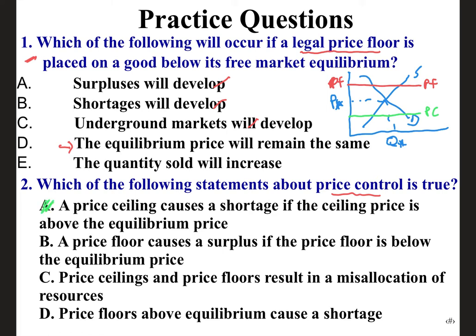A price floor causes a surplus if the price floor is below the equilibrium price. Again, definitionally incorrect. These first two are just challenging your understanding of the words ceiling and floor and where they're located relative to the equilibrium price. For answer C, price ceilings and floors result in a misallocation of resources. That would be correct. Okay, so we'll look at why that is the case.